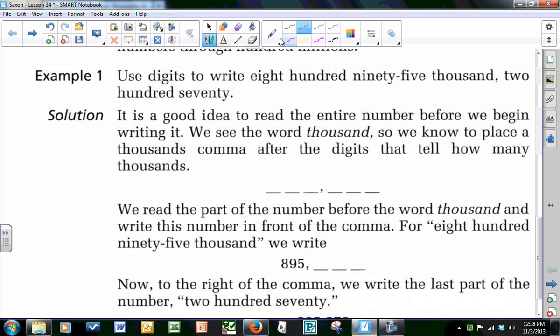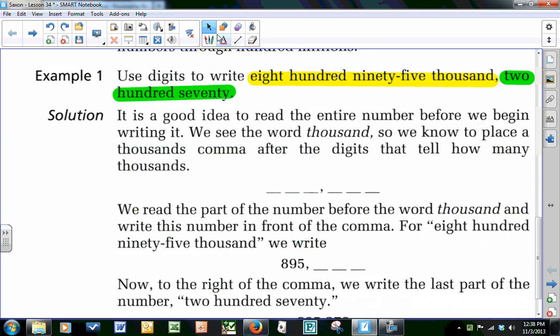We're going to be writing this number, and I'm going to switch to my favorite color. 895,000 zoop 270. I think it would be helpful if I went back and highlighted the first part of the number before the zoop in yellow, and let's highlight the second part of the number after the zoop, or the comma. If you're in my room, you know zoop is comma. 270. And there's a reason I'm doing that, because that's actually going to help us write the number. It's not going to be so difficult.